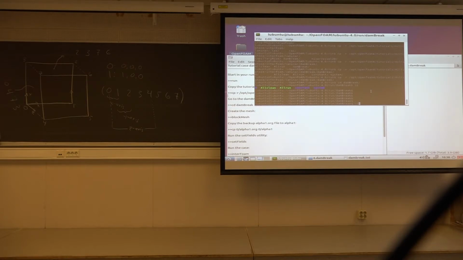We start by creating the mesh, blockMesh. That's done. Then we have something that we have to do here. We have something called an alpha, I think it's fixed already for us. So let's just try to run this interFoam directly. interFoam, and then paraFoam.